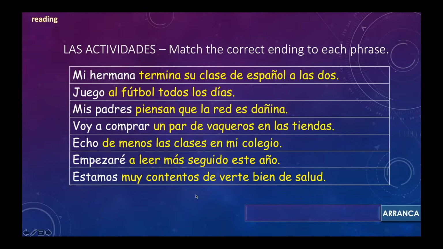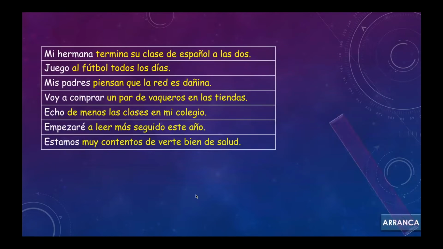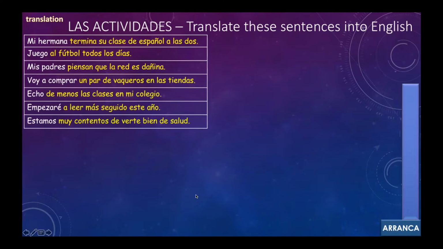How did that go? Well, now it's your time to show off those translating skills, and we are going to translate those sentences into English. Off you go.